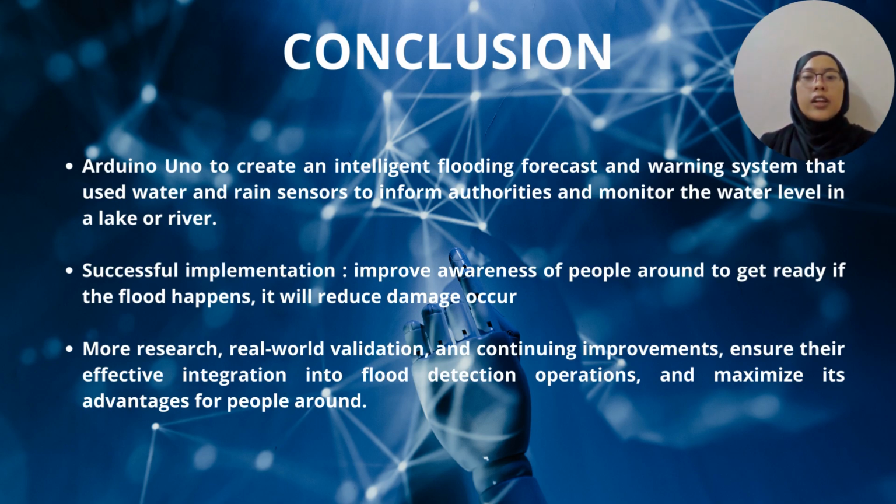The Arduino Uno creates an intelligent flooding forecast and warning system that uses water and rain sensors that can detect the distance of the incoming flood. So from this project, it improves the awareness of people around to get ready if a flood happens, and it will reduce the damage that occurs, economic and so on.